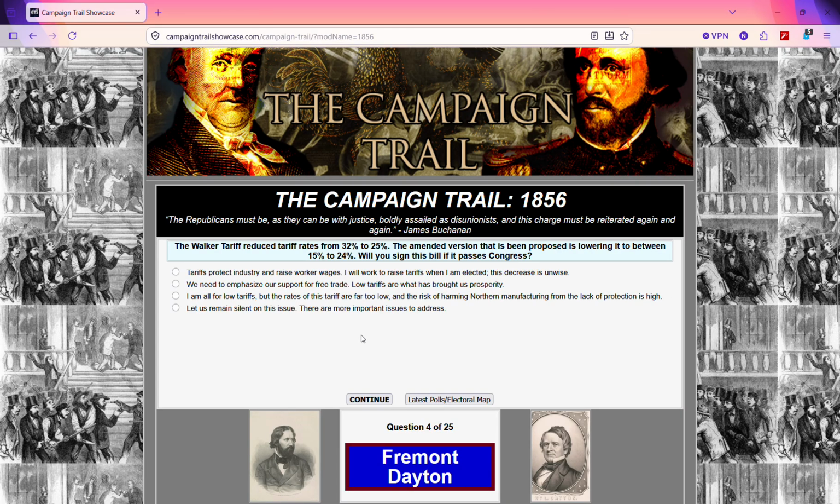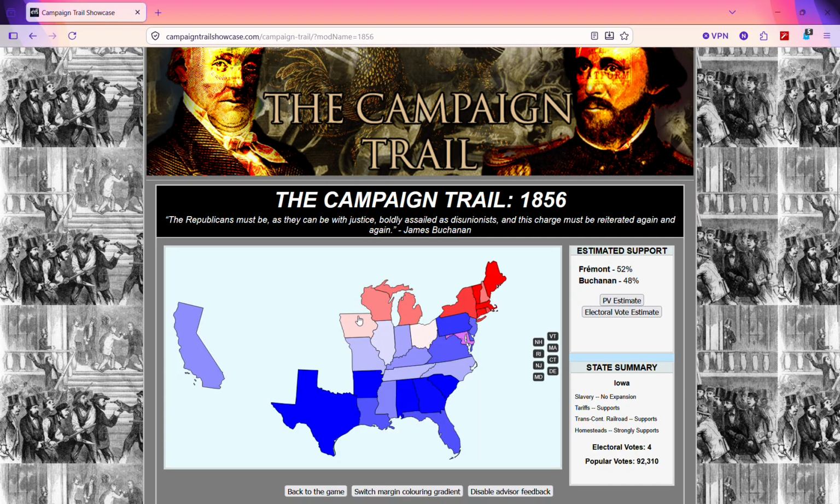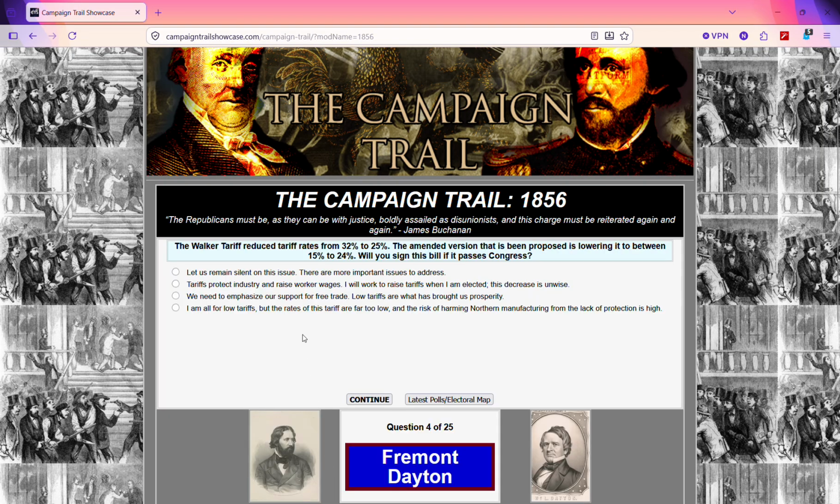The Walker tariff reduced tariff rates from 32 to 25%. The amended version being passed is lowering it to between 15 and 24. Will you sign this bill? So in the states we're trying to win, they're all supportive of tariffs, so we want to come out in support of higher tariffs. I'm all for low tariffs. Yeah, we're not doing that.